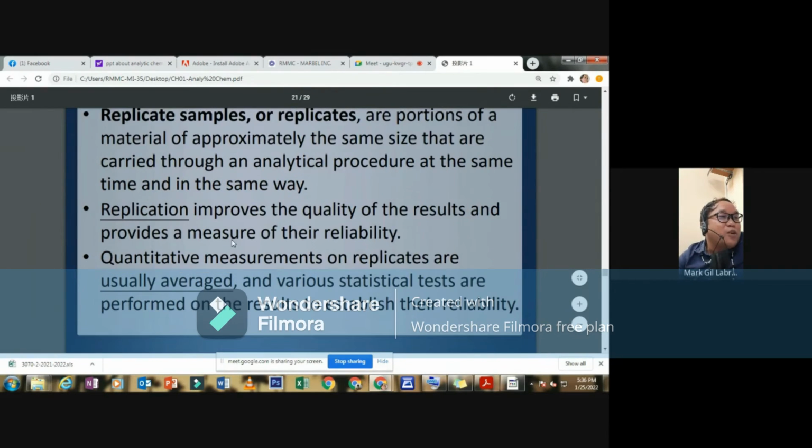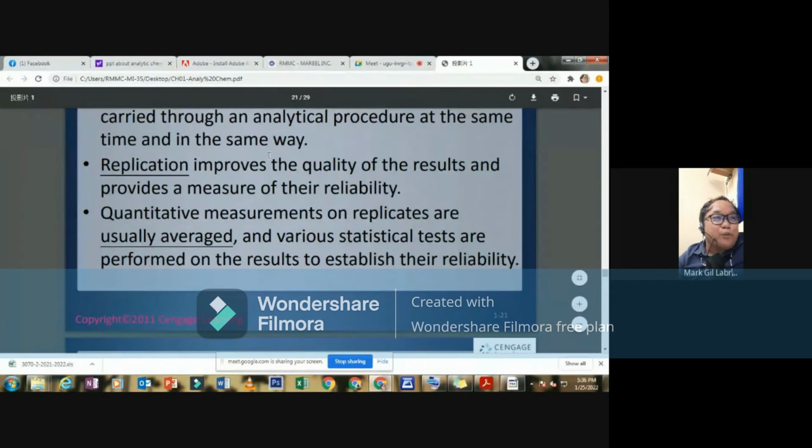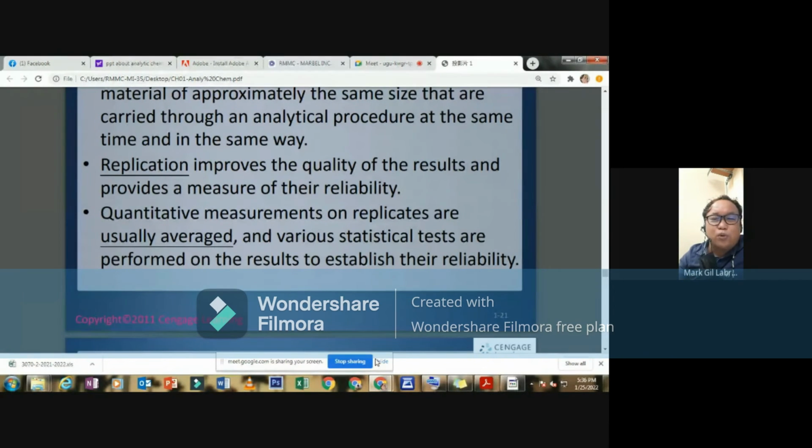Okay, so let's continue. When we say replication, it improves the quality of the results and provides a measure of their reliability. So we really need replication. For example, if you want to study blood analysis, one blood sample is not enough. You should fill three test tubes, so you have replicates, because it improves the quality. Maybe at first look under the microscope, one sample was contaminated, so you get another replicate. That's why we usually label them R1, R2.